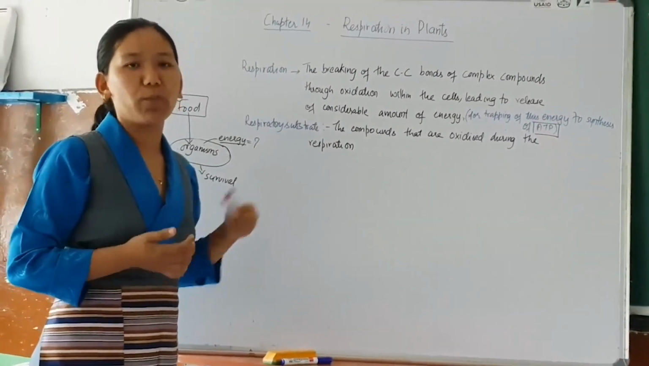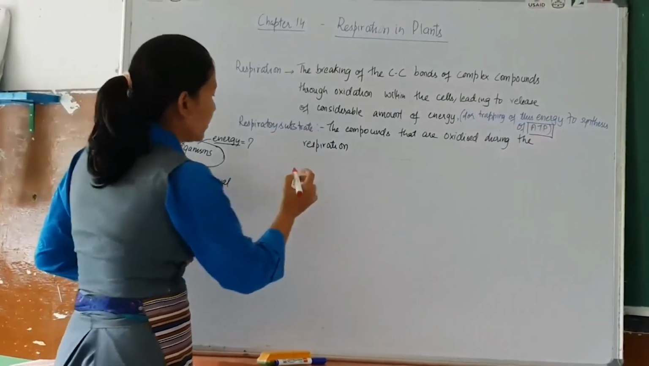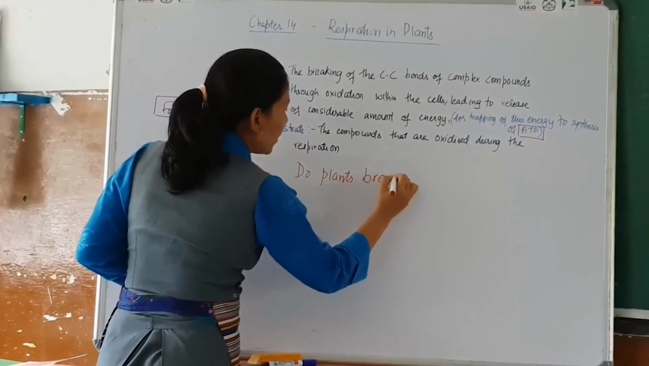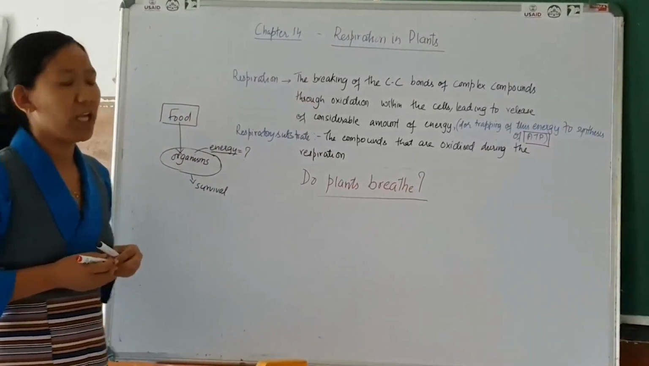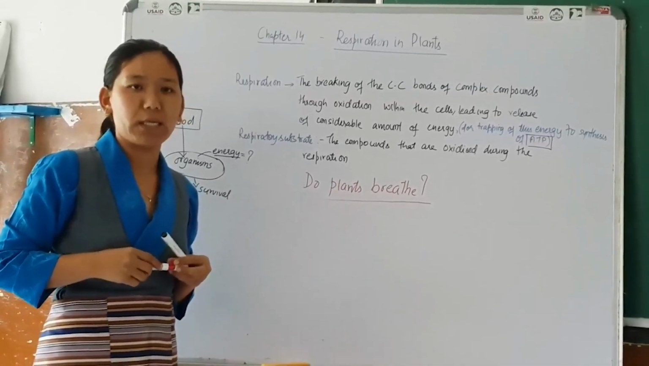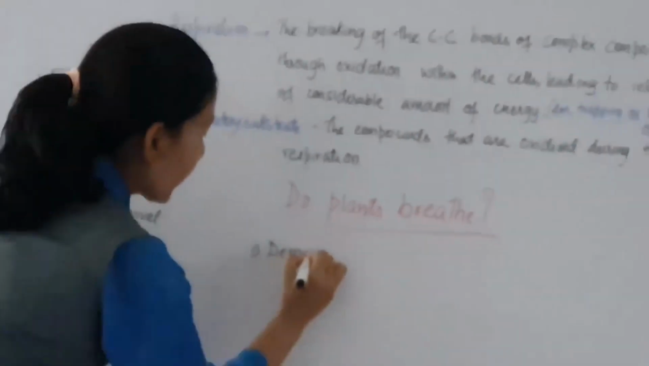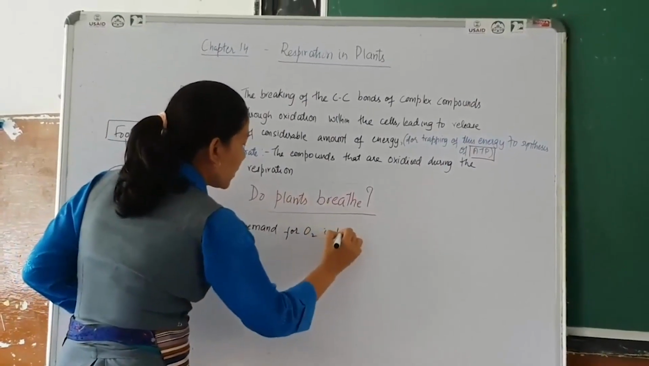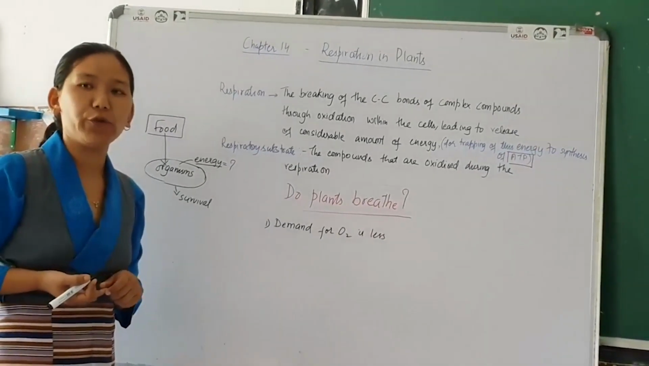So that means, for the plant cells to undergo respiration, do they breathe? The question is, do plants breathe? So what do you think? Of course, they don't breathe like animals, like us, because of three important reasons. First of all, the demand for oxygen is less than the animals. So they don't need much oxygen for respiration.